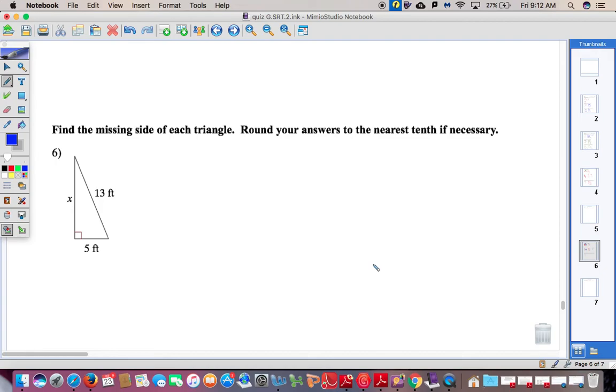And then this last question here, we're told that this is a 90-degree angle. We're given two sides, and we're looking for a third side. Well, what we know is whenever we have a 90-degree angle, we should think about Pythagorean theorem. And the Pythagorean theorem says that a squared plus b squared equals c squared, where a and b are the legs that make up the 90-degree angle, and c is always our hypotenuse.